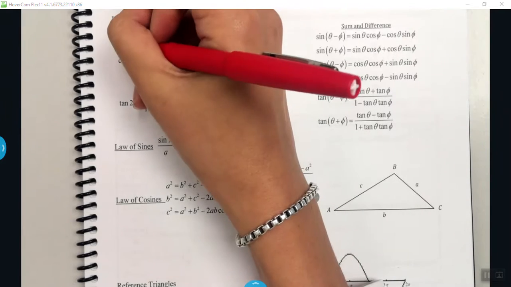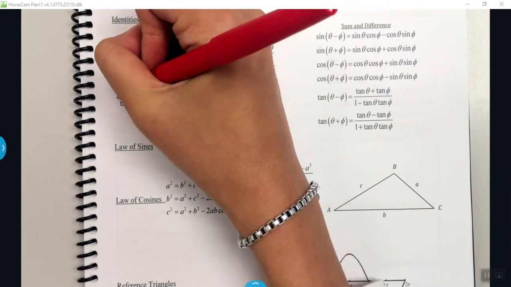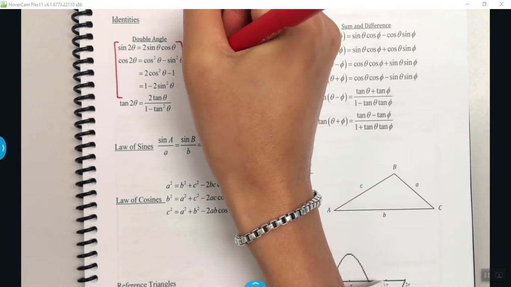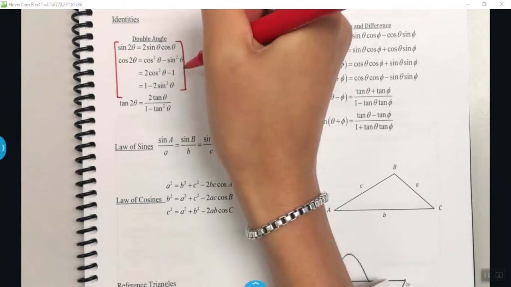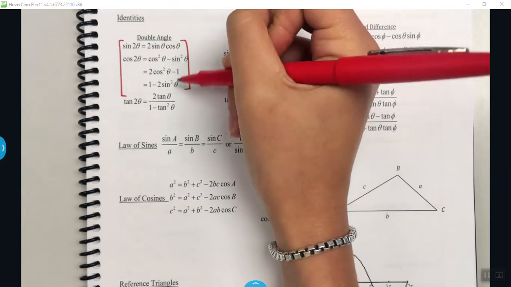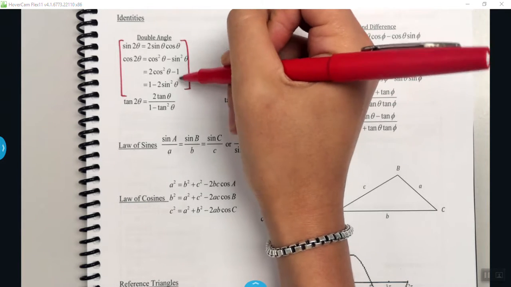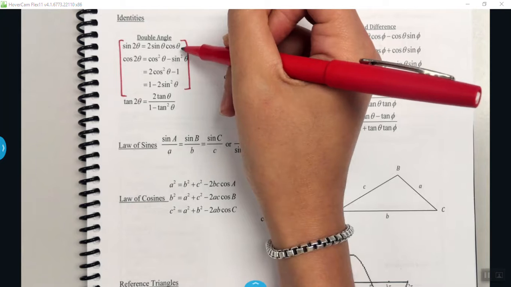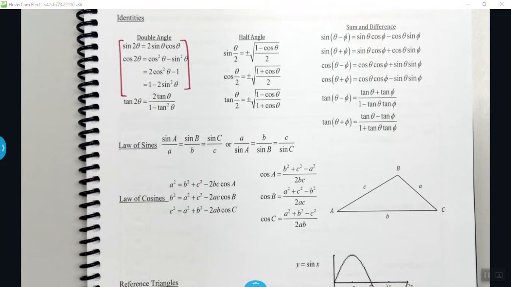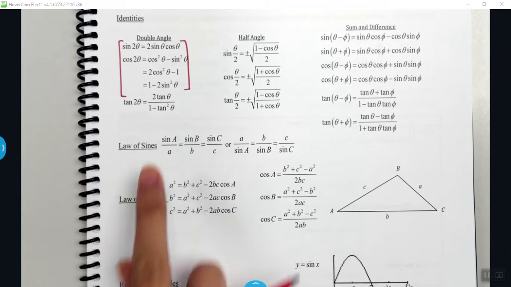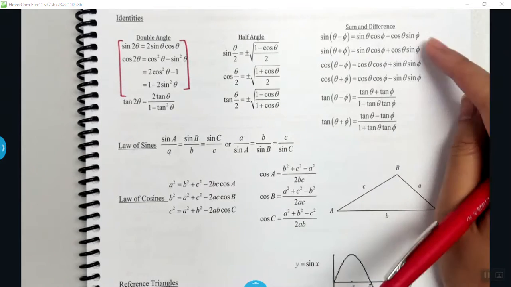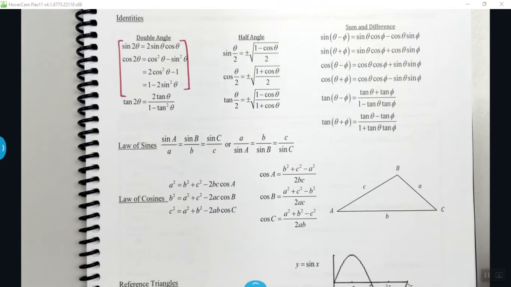And then double angle, sine and cosine. Remember those. The cosine one becomes very important when we start doing polars. But the sine one is important now. And then you don't have to remember law of sines or law of cosines or half angle or sum and difference. So you're welcome. I'm just making you remember the other ones.